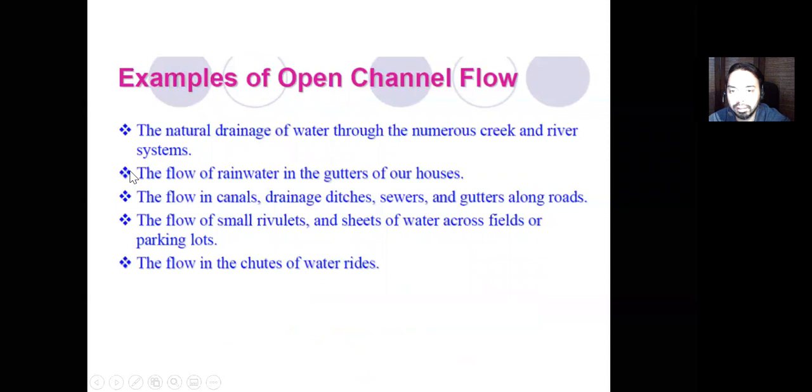Yeah, these are examples: creek, river, gutters, canals, drainage ditch, sewers, gutter along roads, runoff at the parking lot, and also flow in the chute of water rides and so on.